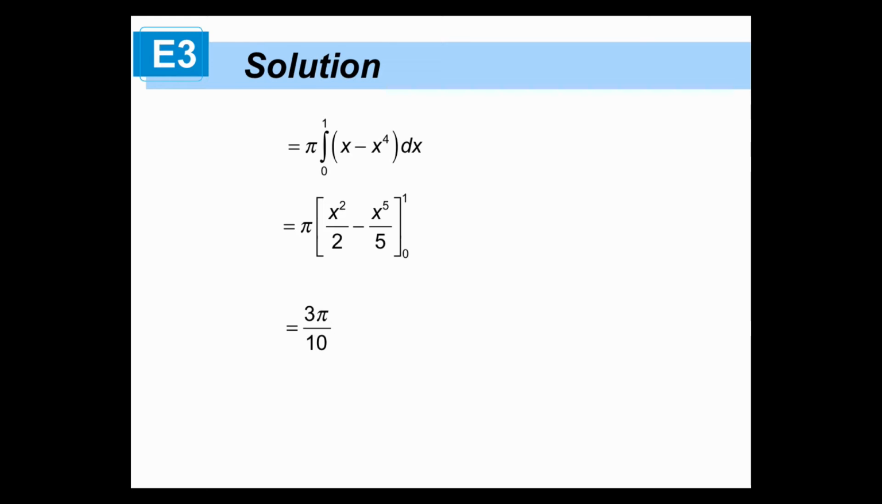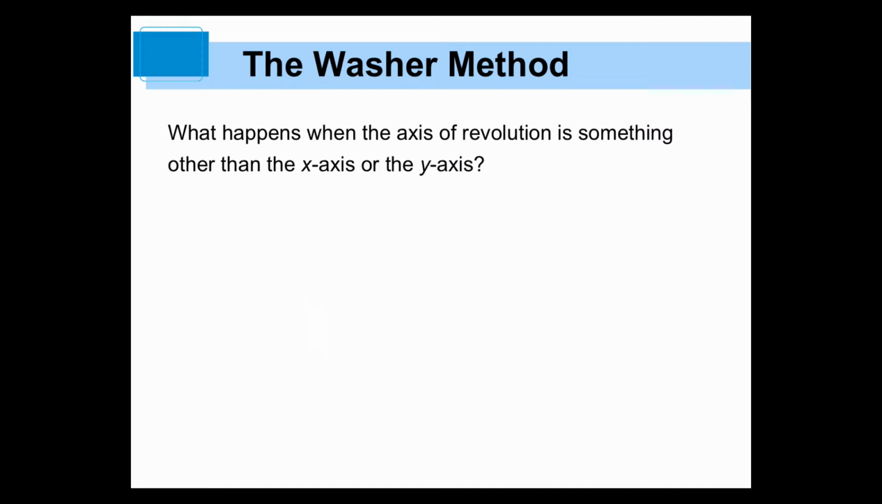Okie doke. Let's do one from scratch. Oh no, we're going to save that one for later. All right, let's do this then. Okay, so we started with the disk method. Then we complicated it by taking the disk off the axis of revolution to get a washer. How else can we make it more complicated? Let's spin it around something other than the x-axis or the y-axis.